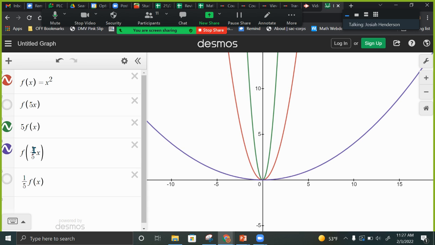And here's where we're horizontally stretching to make the purple one, pulling it outwards, starting from red, becoming purple. So here's the good thing.